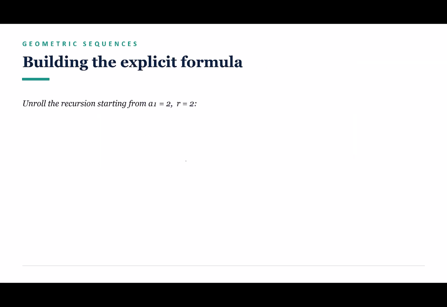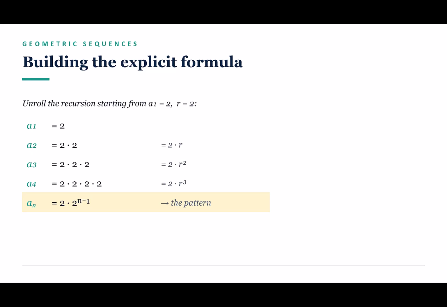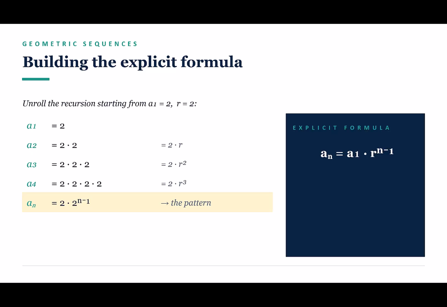So let's walk through the steps of building the explicit formula for our example. Starting with our first term of 2, we multiply by 2, which is multiplying by our ratio r. Then to get our third term, we multiply by 2 again, which means now we have 2 times r squared. The next term means we're going to multiply by another 2, which is another power of our ratio. What we see is a general pattern. a sub n will be equal to 2 times 2 to the n minus 1. To say that for any first term and any ratio, we would write a sub n is equal to a sub 1 times r to the n minus 1.